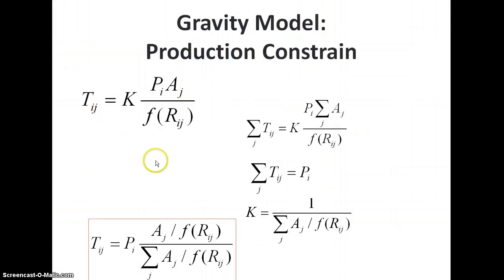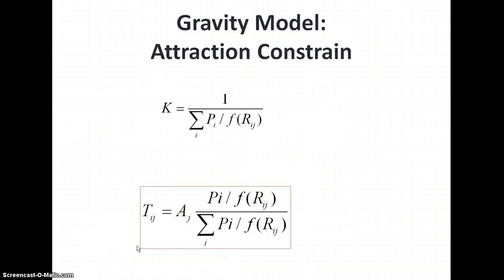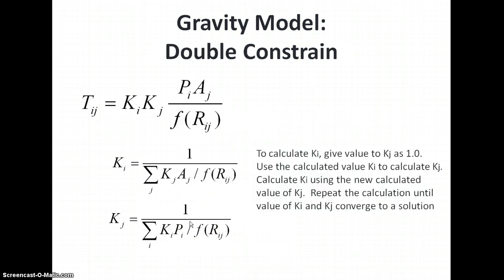By mathematical manipulation, we can get what we call the gravity model of production constraint. We can get the value of K, something like this. If you put this K back, you can get this one. This is what we call production constraint, and with the same procedure we can get the attraction constraint, or we can get the double constraint.